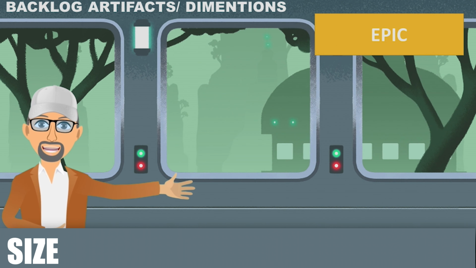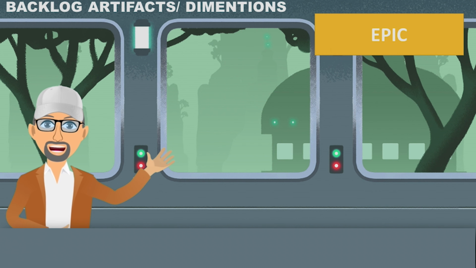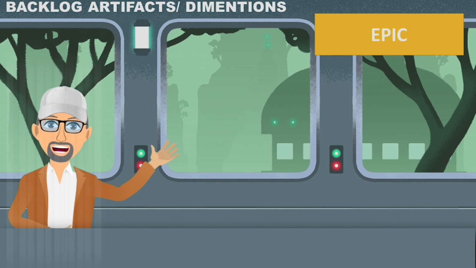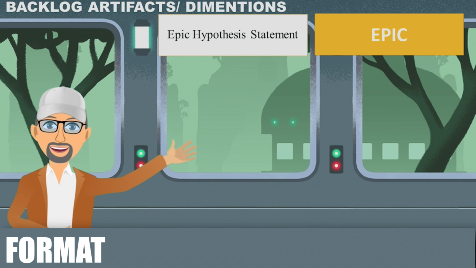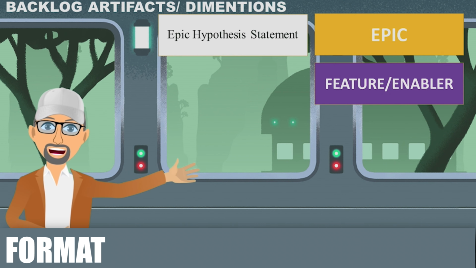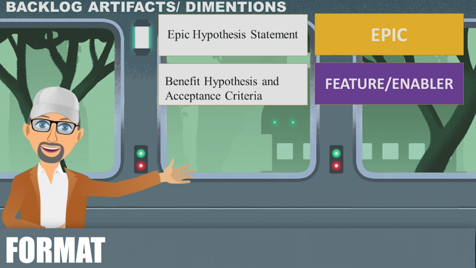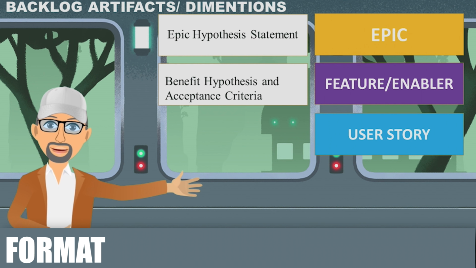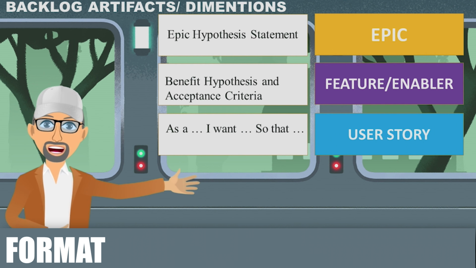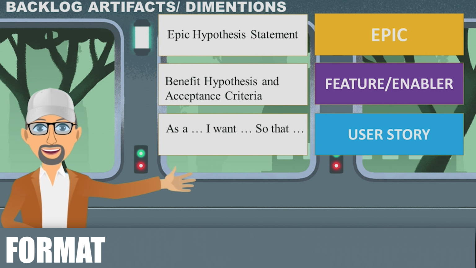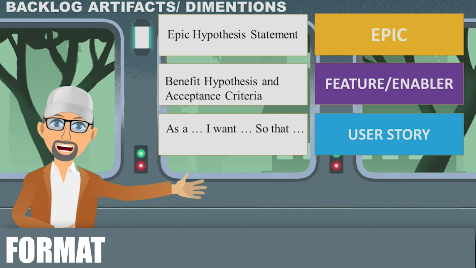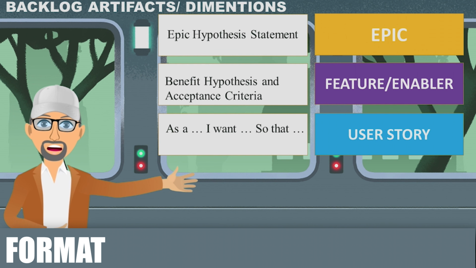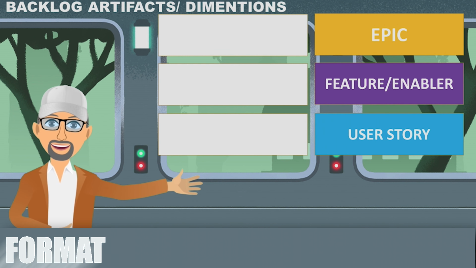The next dimension we want to talk about is the format. How are these things written? First off, you've got your epics. Epics have an epic hypothesis statement. Features have a benefit hypothesis statement along with acceptance criteria, and then your user stories, which are written with the all too familiar "As a, I want blank, so that I can" some sort of value that the end user can use.